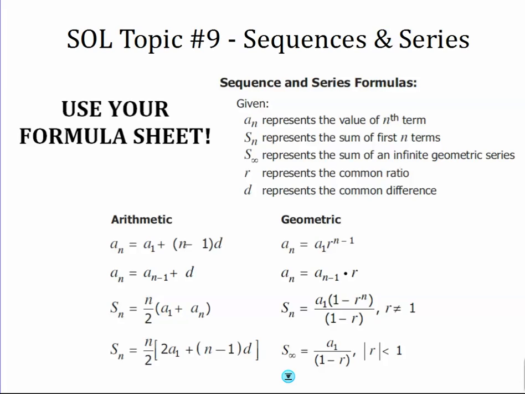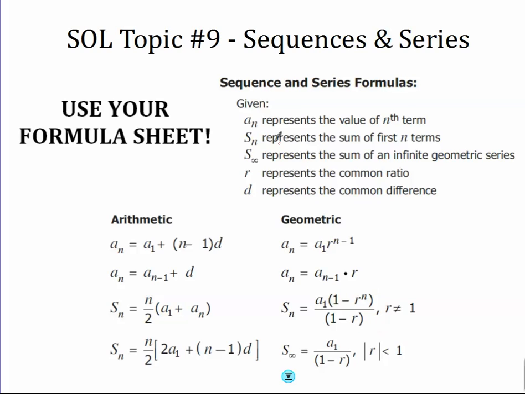Today we're going to be talking about sequences and series. It's very important that you use your formula sheet for this section because everything you need to know is on the bottom half of the formula sheet. It gives you the definition of all the symbols as well as all the arithmetic and geometric formulas that you'll need.